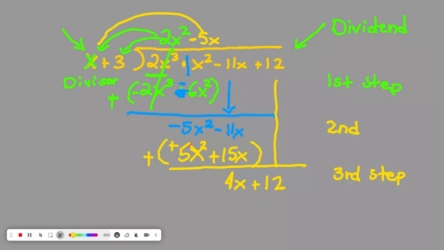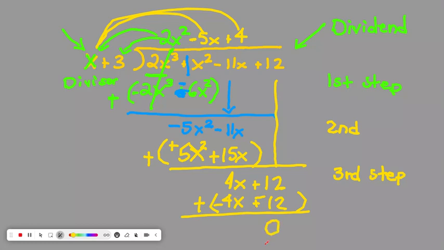Alright, so we need to get 4x, but we have x already. So all we need is plus 4. 4 times x is 4x. And 4 times 3 is 12. And of course we're minusing, so we change all the signs. That becomes a plus, plus, minus, minus, and you get 0. So that's the answer, 2x squared minus 5x plus 4.